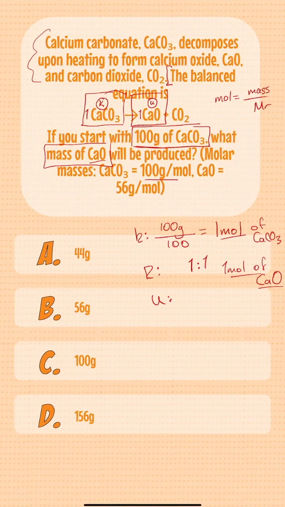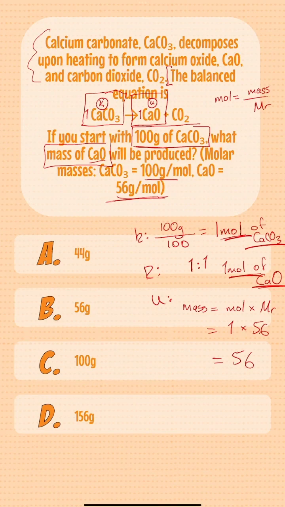So we've worked out the moles of the known. We use the ratio to find the moles of the unknown. Now we can work out the mass of the unknown by using the equation: mass is equal to moles times Mr. The moles that we've already got is 1. We've got 1 mole of CaO times the Mr of CaO, which is given to you in the question. No, not 100. CaO is given as 56. So you do 1 times 56, and the answer is 56. I'll go through it again. So the final answer is 56.